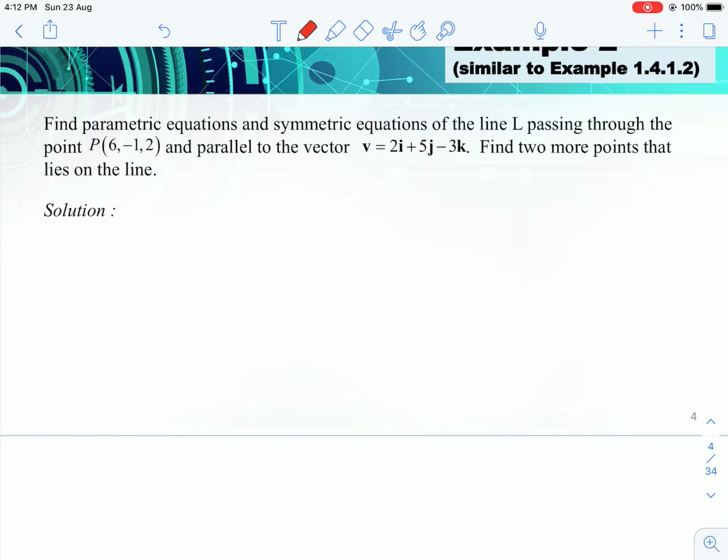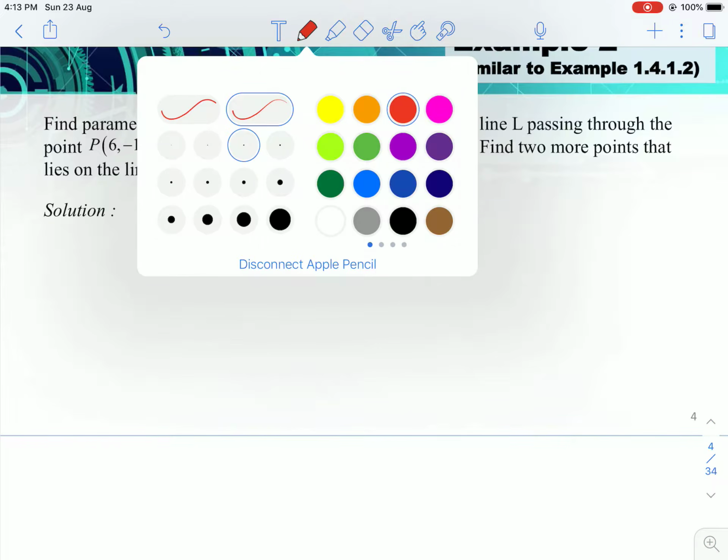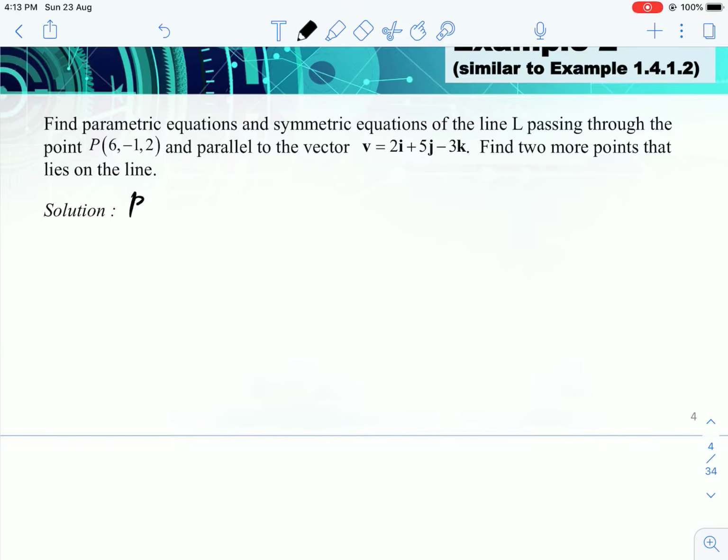Okay, next. Find parametric equations and symmetric equations of the line L passing through the point P(6, negative 1, 2) and parallel to the vector V equals to 2i plus 5j minus 3k. And then we need to find 2 more points that lie on the line. As usual, we need to take out the given information. We have P naught equals to 6, negative 1, 2, and V equals to 2, 5, negative 3.